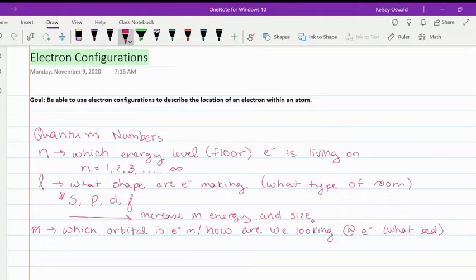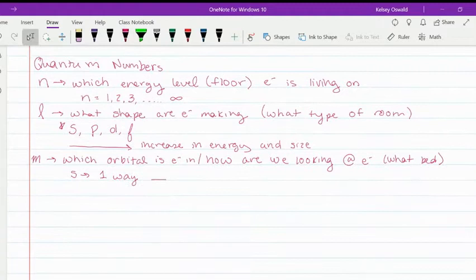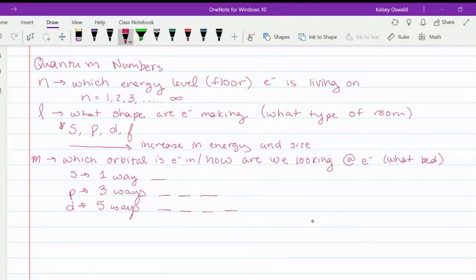Remember our S for sphere, there's only one way to look at a sphere. So there's only one possible bed our electron could live in the S sublevel. Think our P for peanut, there's going to be 3 different ways we have of looking at that shape. So there's 3 different orbitals or 3 different beds our electrons could live in there. Our D for daisy, there are 5 ways of looking at it. So there are 5 possible beds or 5 possible orbitals that our electrons could live in.